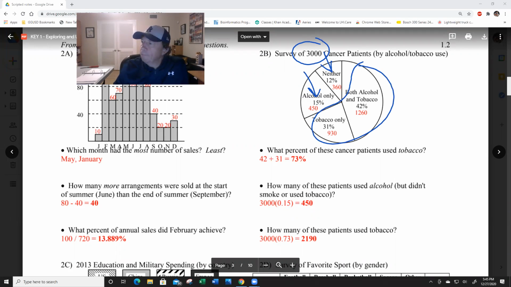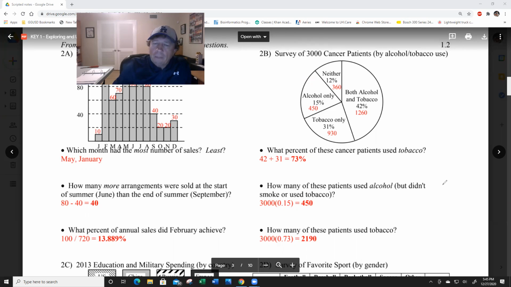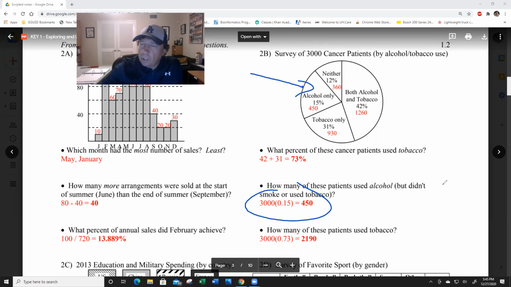The second one, how many of these patients used alcohol but didn't smoke or use tobacco? So that would be right here. That's just alcohol only. So I just took 3,000 and multiplied it by 0.15. And the last one, how many of these patients use tobacco? Okay, 73% use tobacco because it's both here and here. So I went 3,000 times 0.73.